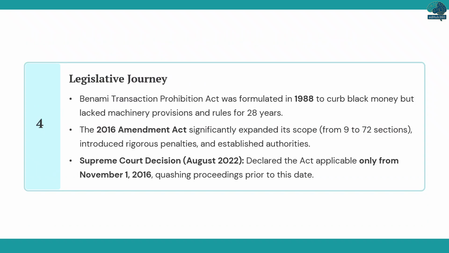The legislative journey of the Benami Act is quite interesting. An initial Benami Transaction Prohibition Act was formulated way back in 1988 with the aim to curb black money. However, for 28 years, it largely remained ineffective due to a lack of proper machinery provisions and rules. The real change came with the 2016 Amendment Act, which dramatically expanded its scope, moving from just 9 sections to 72, introducing rigorous penalties and establishing the necessary enforcement authorities.